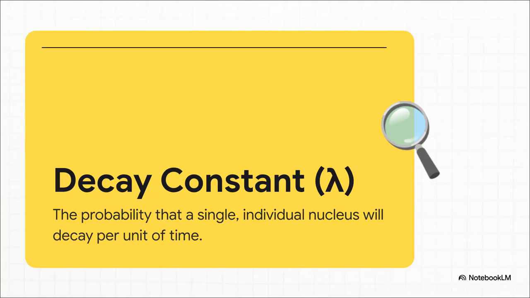Now this decay constant, and you'll see it represented by the Greek letter lambda, it's not just some random number from a textbook. The best way to think about it is like an individual risk factor for each atom. It tells you the exact probability that any single nucleus will decay in a given unit of time. It's the fundamental rule of the game for this whole process.